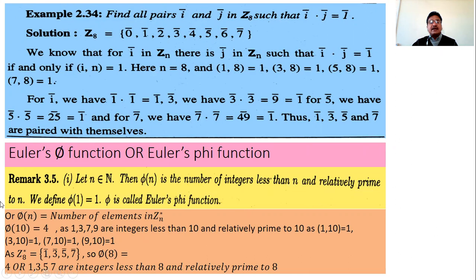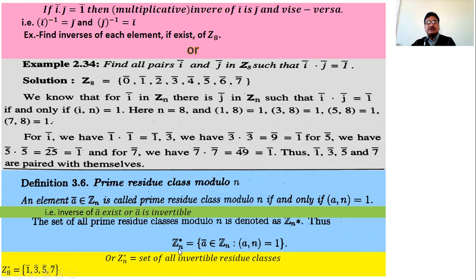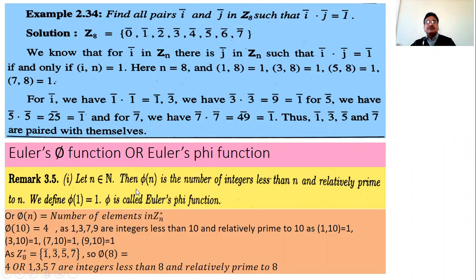We say two numbers are relatively prime if their greatest common divisor is 1. Or in another form, phi n is the number of prime residue classes modulo n. So this is another definition. What is Zn star? The set of all invertible residue classes. So the number of elements in Zn star is denoted by phi n. So what is phi 8? Phi 8 is 4. What is phi 8? Phi 8 is 4.